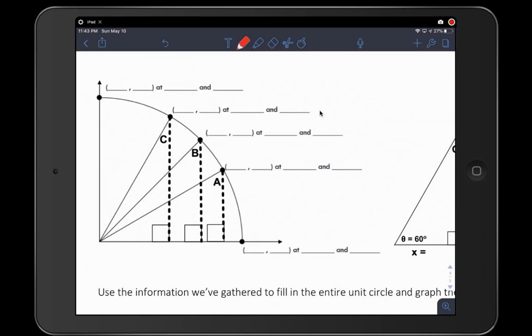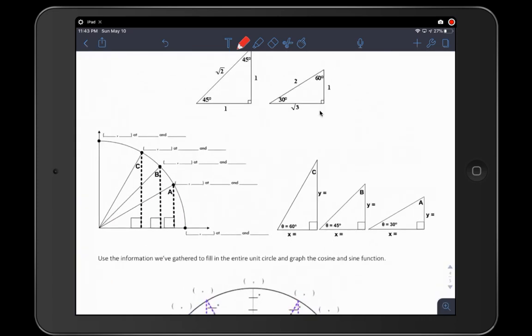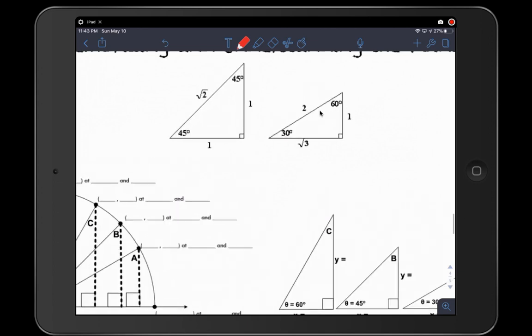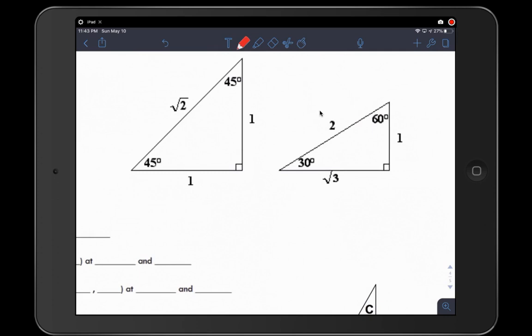So we got this. But like I like to do, before we go into trying to come up with strategies for memorizing it, I want you to understand where these points actually come from. So you might recognize these cute little triangles. These cute little triangles are special triangles. And you might be wondering, what do you mean by special? Well, they have nice round numbers when we are finding the lengths of the sides.